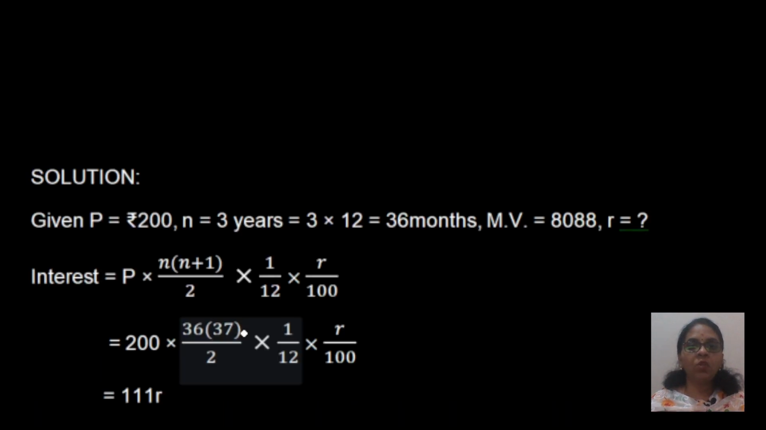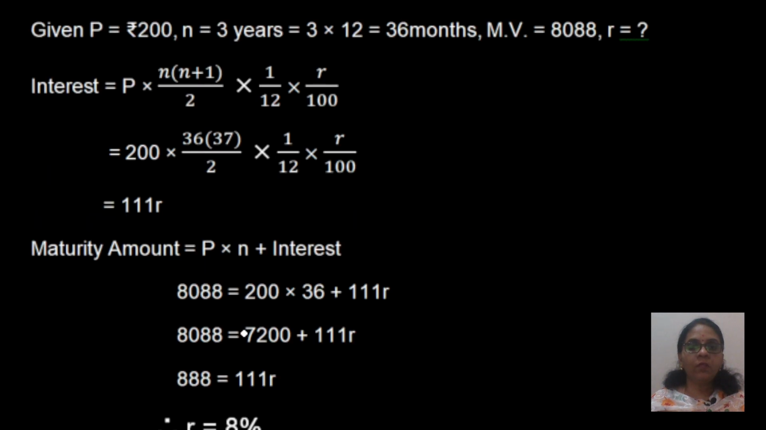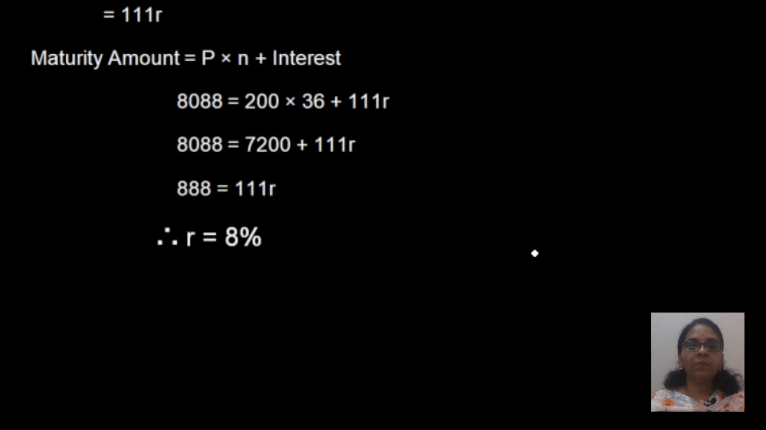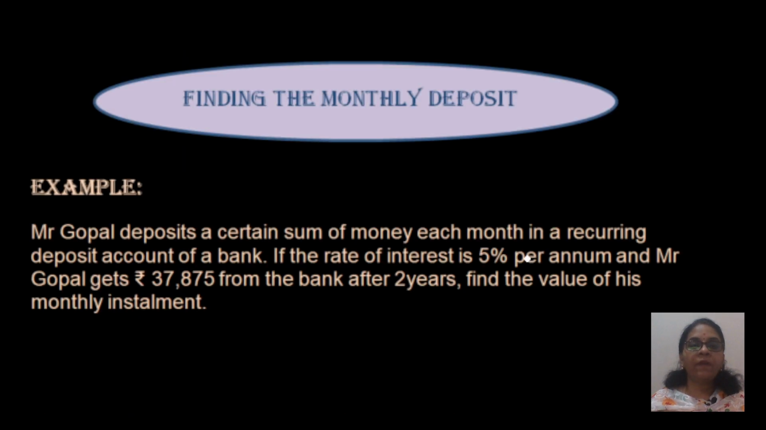So, let us see the solution now. So, this is the solution. R is equal to 8%. Okay. Moving on to the next model, finding the monthly installment.